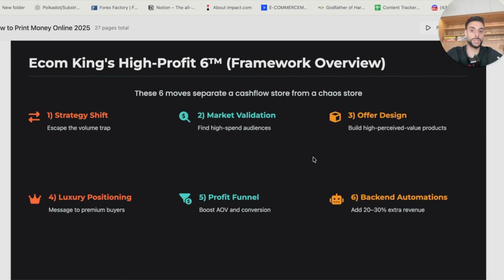So here's Kamil's high profit framework for each one of you. Number one, you need to do a strategy shift. Escape the volume trap. If you're already doing volume trap, now stop. Second thing is market validation. Find high spending audiences, and I'm about to show you how to do that in the next few moments. Number three, offer design. Build a high perceived value product.